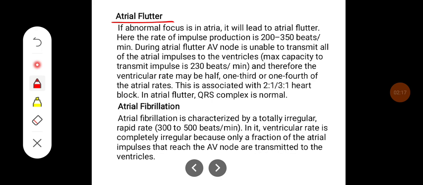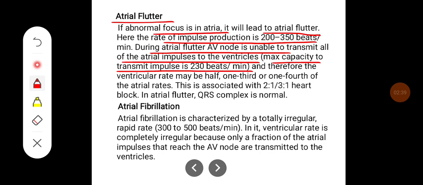Atrial flutter. If the abnormal focus is in the atria, it will lead to atrial flutter. Here the rate of impulse production is around 200 to 350 beats per minute. During atrial flutter, the AV node is unable to transmit all the atrial impulses to the ventricles. The maximum capacity to transmit impulses from atria to ventricles is 230 beats per minute, and therefore the ventricular rate may be half, one third, or one fourth of the atrial rate. This is associated with 2:1 or 3:1 heart block. In atrial flutter, the QRS complex is normal.